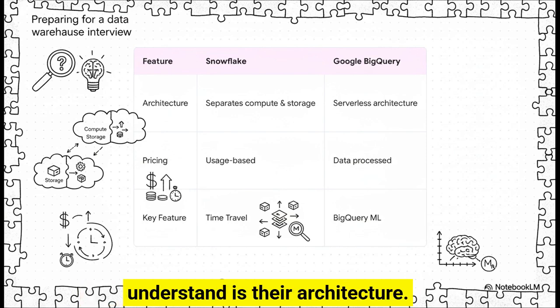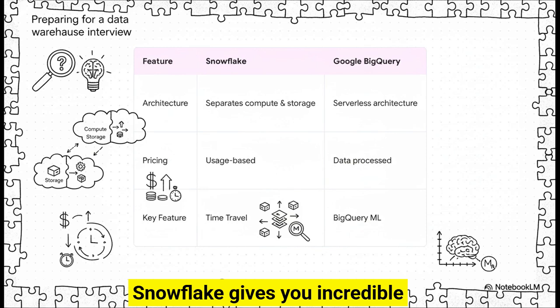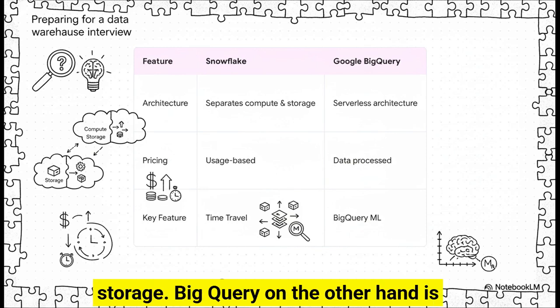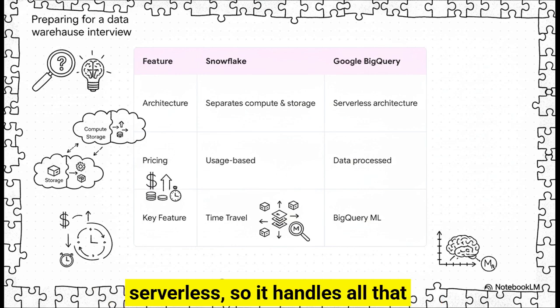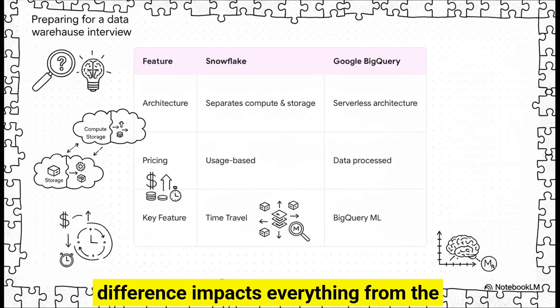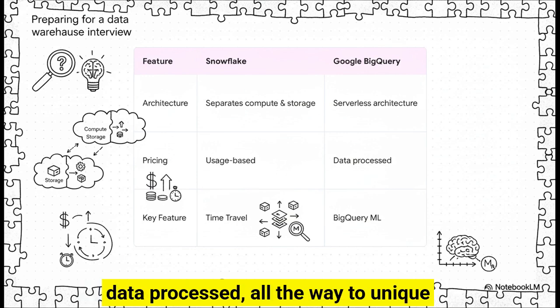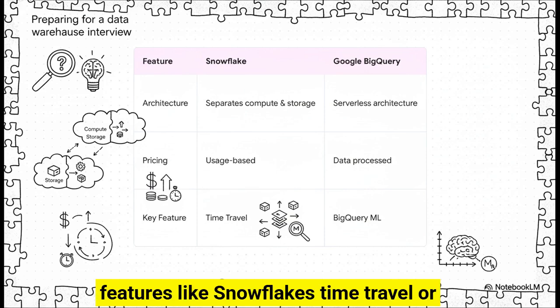The key thing to understand is their architecture. Snowflake gives you incredible flexibility by separating compute and storage. BigQuery, on the other hand, is serverless, so it handles all that resource allocation for you. This difference impacts everything, from the pricing model, which is usage-based versus data processed, all the way to unique features like Snowflake's time travel or BigQuery's built-in ML capabilities.